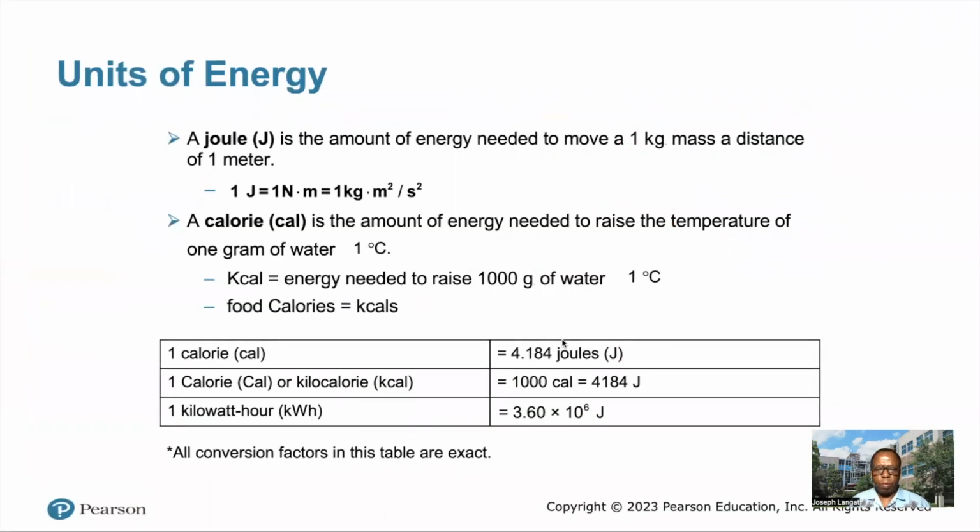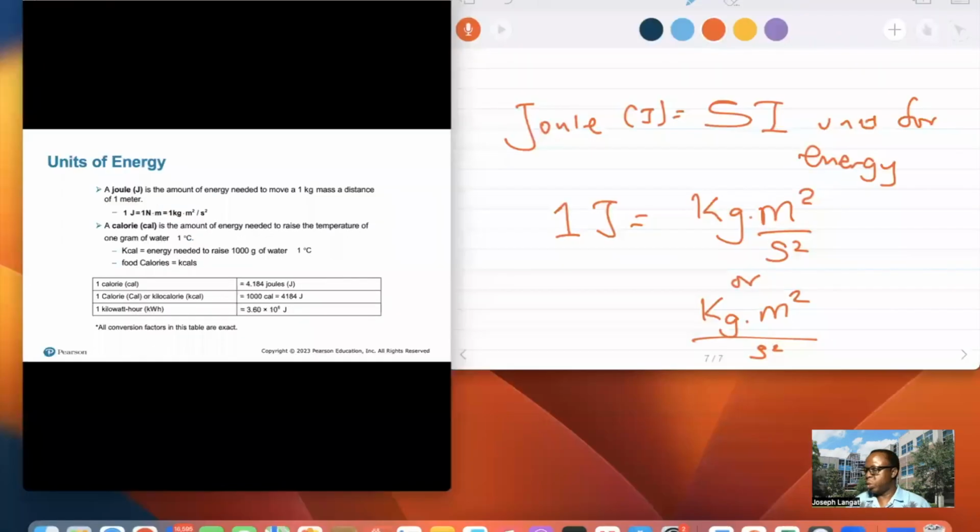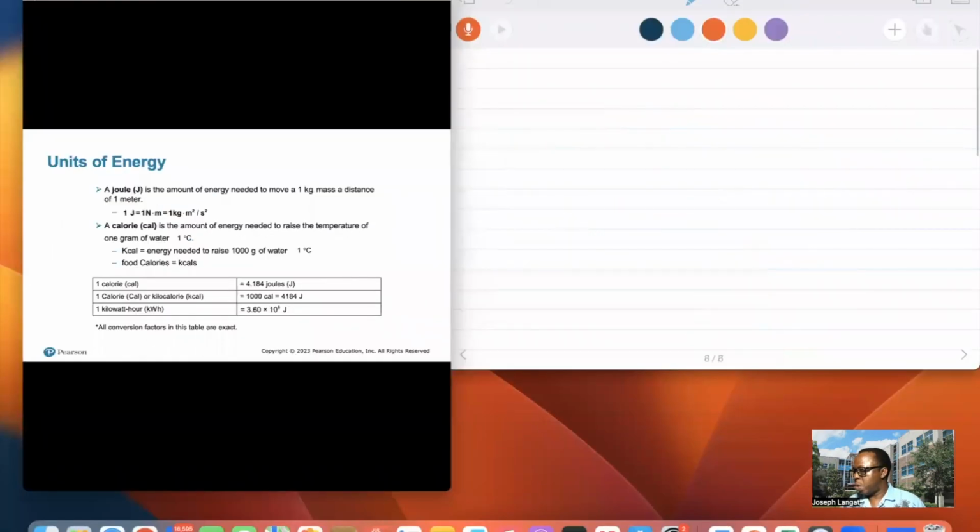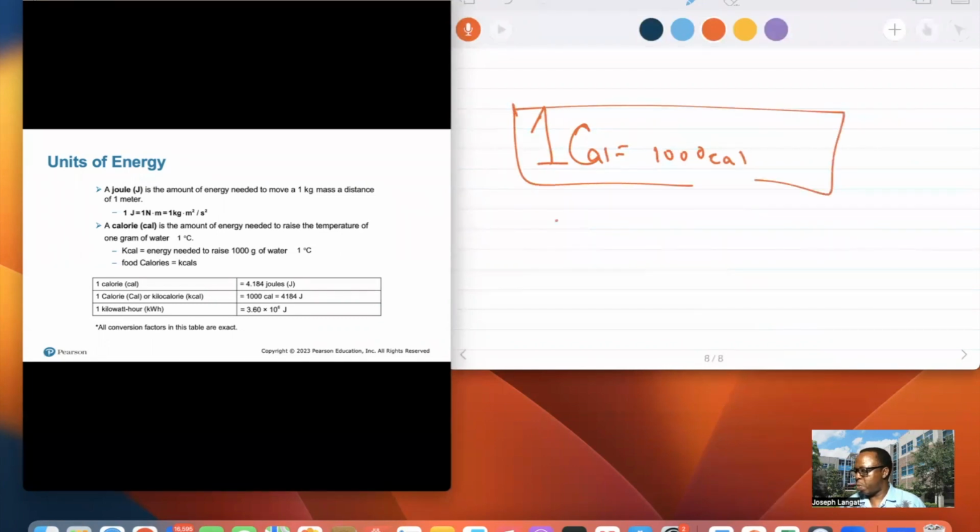There are other units of energy, calorie, which is 4.184. And I want you to take note of the difference between Calorie with uppercase C and calorie with a lowercase c. 1 Calorie, please, which is used by nutritionists, 1 uppercase Calorie equals 1,000 lowercase calories. See this? So that you can convert that. And then 1 lowercase calorie equals 4.184 joules.